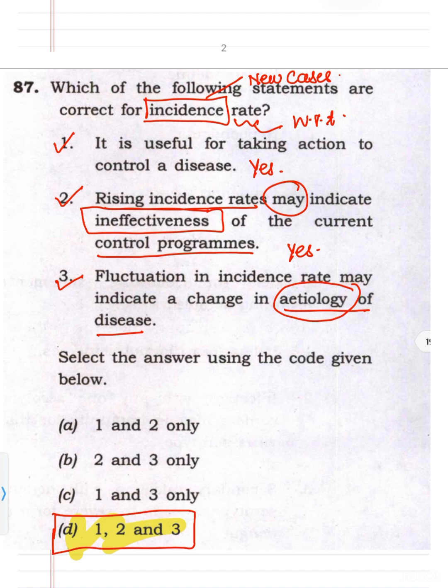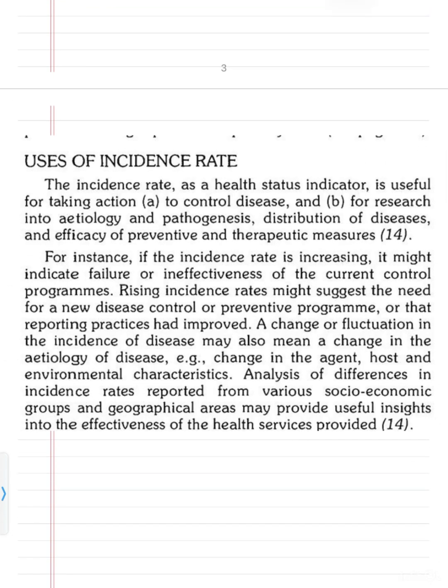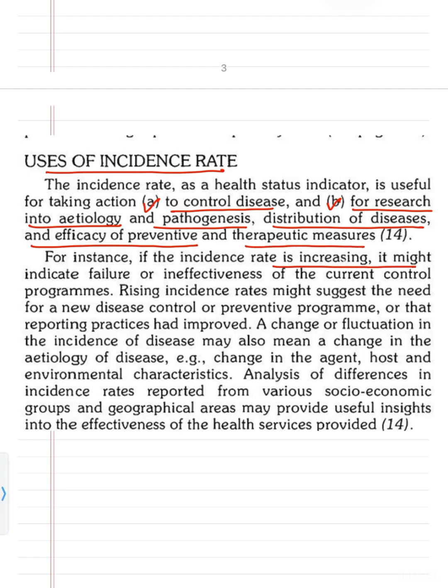Now coming to the reference. From where has this question been taken? This has been taken from the Park textbook. Uses of incidence rate. The incidence rate as a health status indicator is useful for taking action, A, to control disease, which was our option number 1, and B, for research into etiology and pathogenesis, distribution of diseases, and efficacy of preventive and therapeutic measures. For instance, if the incidence rate is increasing, it might indicate failure or ineffectiveness of the current control programs. So this was our second option.